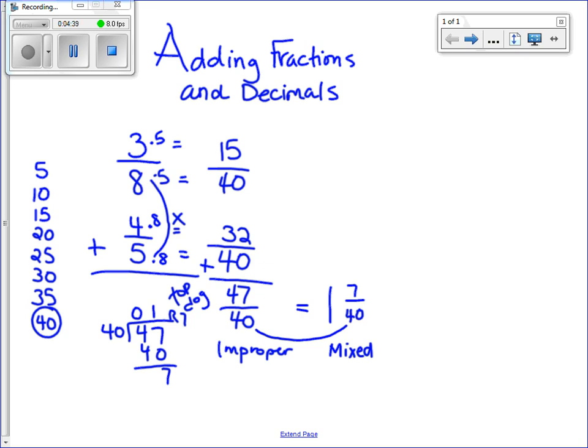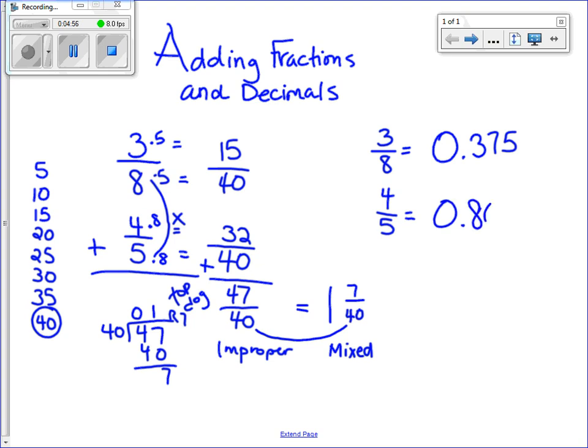So with decimals, I could do the same thing. We've got 3/8, and I know that 3/8 is 0.375 because that's a benchmark, and then 4/5, I know that that is 8/10, but I want to make my place values sit in the same place, so I'm going to just add some zeros and then add them up.